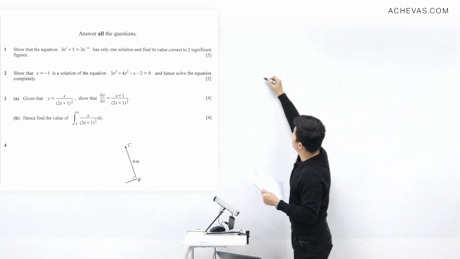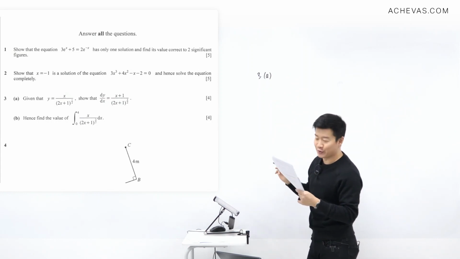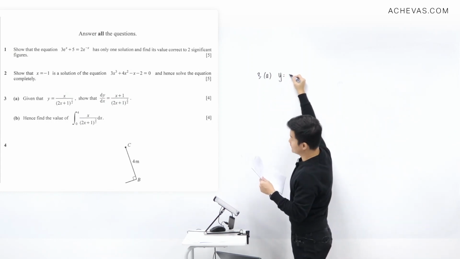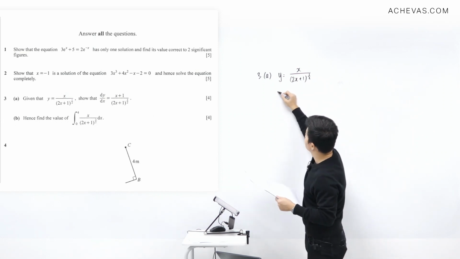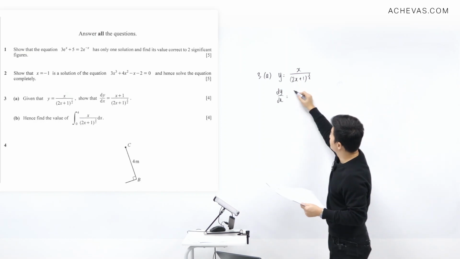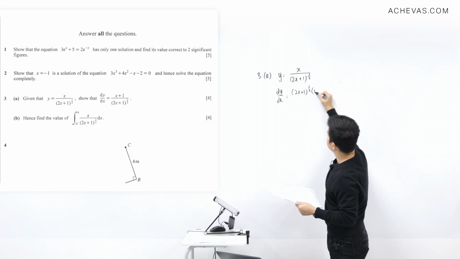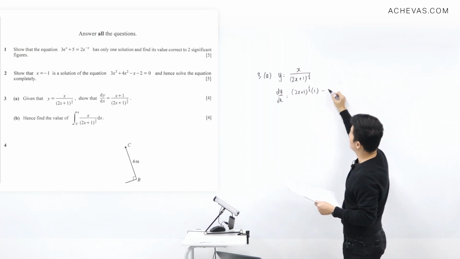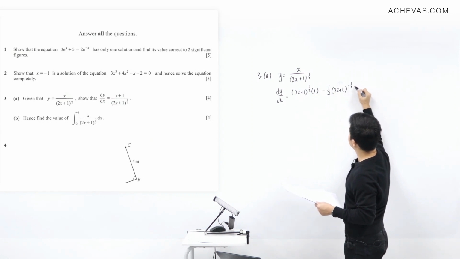In question number 3, part A, we have a differentiation to do. So we're given that y is equal to x over this 2x plus 1 to the power of half. So to find dy dx, let's make use of the quotient rule. It is going to be equal to the denominator. I'm going to write it as it is. Differentiating the numerator, it is equal to 1 minus away differentiating the denominator, which is going to be half 2x plus 1 to the power of minus half.